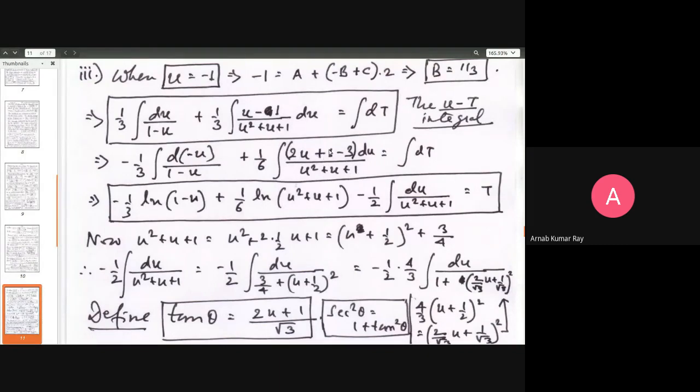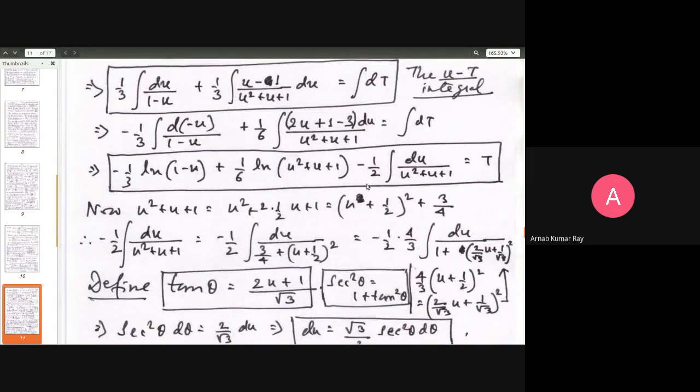So basically, this part, 2u plus 1 divided by u squared plus u plus 1, could be integrated as 1 by 6 log of u squared plus u plus 1. And then you have got a minus 3 by 6, which is half, of du over u squared plus u plus 1, and then equal to capital T. We are still not done. As you can see already, the integral has become pretty complicated. Our task is to write u as a function of t in closed form. Well, we shall see. It can't be done.